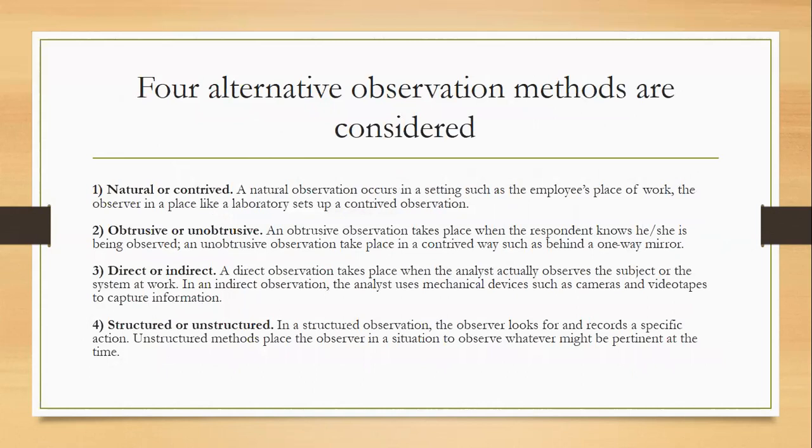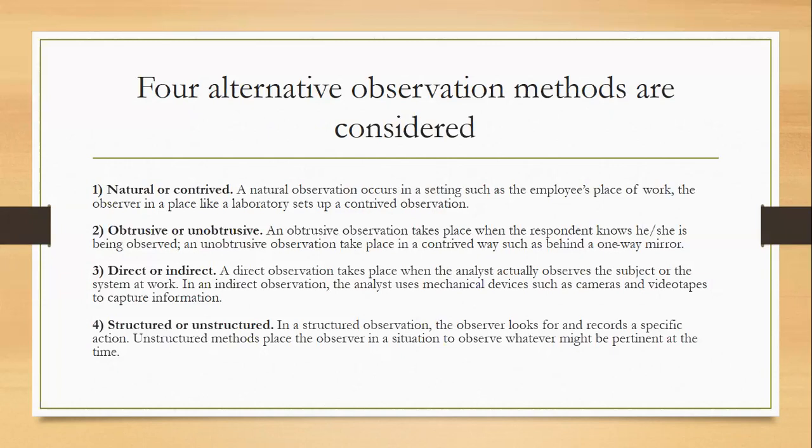So we can say there are four alternative observation methods to be considered. The first one is natural observation, which is done in the place of the employee, or contrived observation, where some laboratory is available and we do the observation in that particular place.